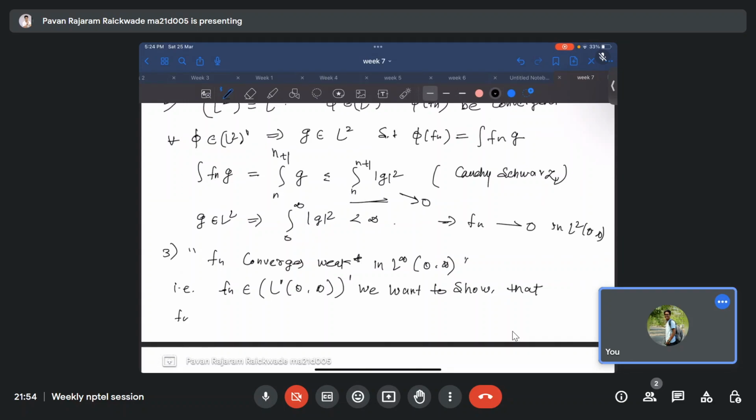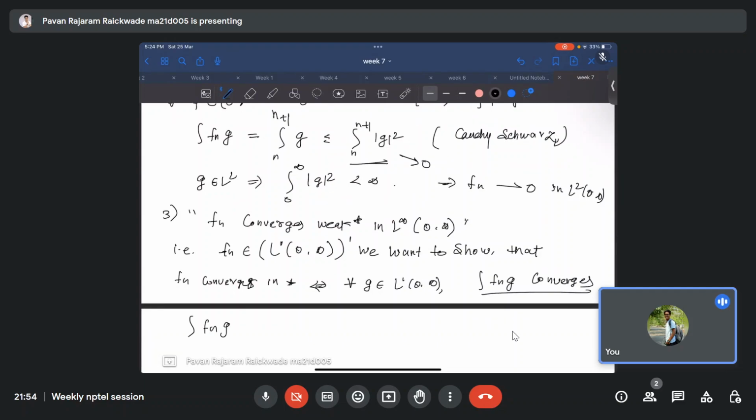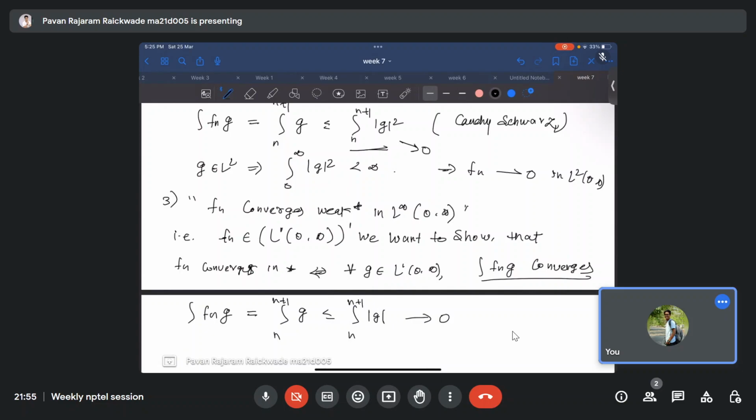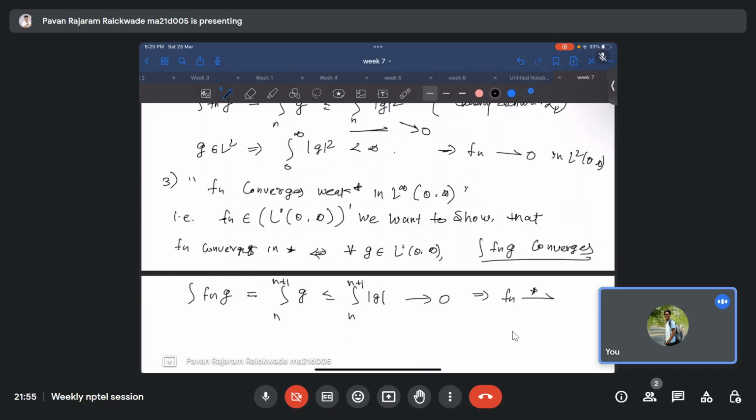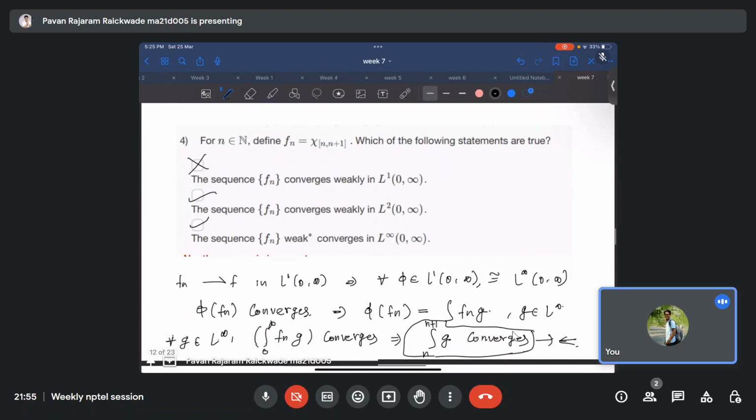So when we say fn converges in the weak star topology, that holds if and only if for all g belonging to L1(0, infinity), the integral of fn g converges. If this happens, then we say fn converges in weak star. So what is the integral of fn g for g belonging to L1? Same as before, that is the integral from n to n+1 of g, which is less than or equal to the integral from n to n+1 of mod g. Since g belongs to L1, this goes to 0. That means fn converges weak star to 0. Yeah, that's true. So for the fourth, B and C are true.